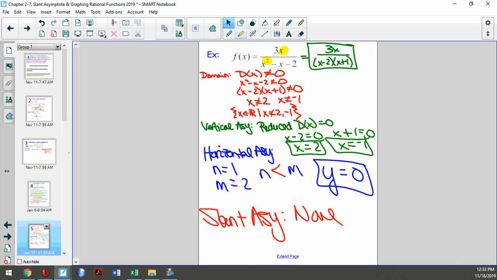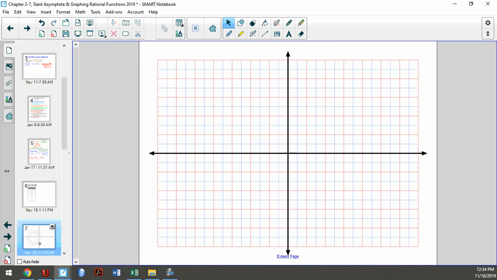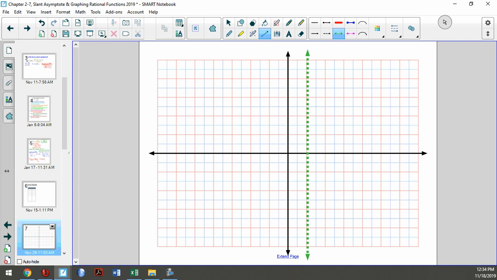On tonight's homework, it literally says A, domain, B, vertical, C, horizontal asymptotes, and D, slant asymptotes. Do we all understand what I've done so far? Okay, so I'm going to come over here, and I'm going to plot all of that stuff. I need to first plot my vertical asymptotes. What are my vertical asymptotes? I'm going to plot a vertical asymptote at 2 and at -1. Do we all see that, yes or no?